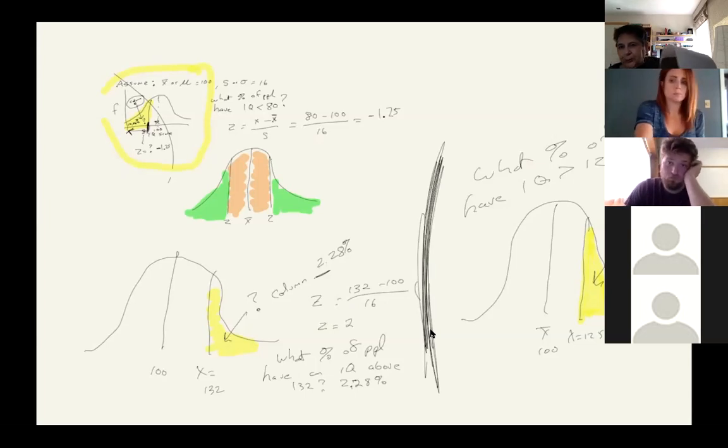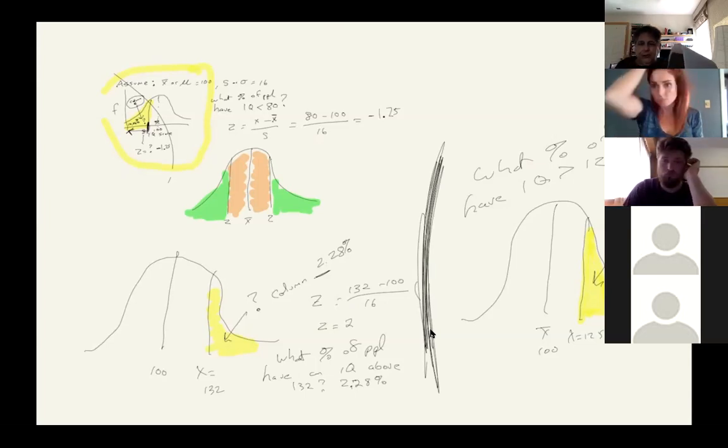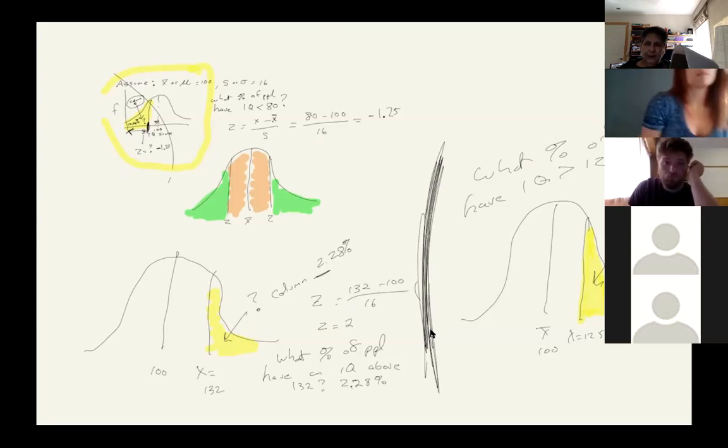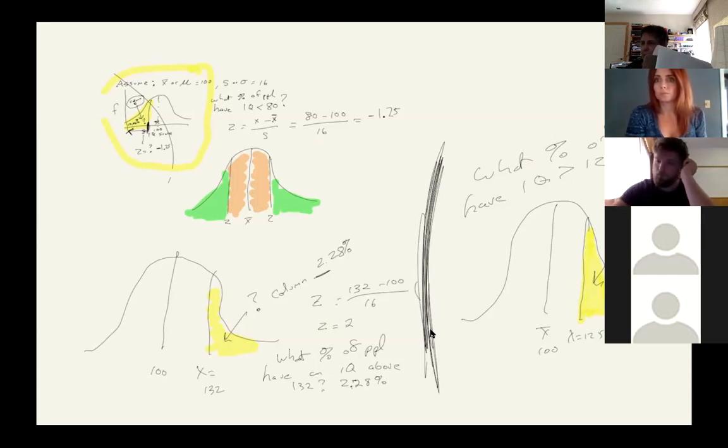All right, so we know that we need that shaded area over there to the right. Please ask now if you don't get why I draw this picture, if you don't understand why that area is shaded. Heather, you get it, right? So we know that we need that yellow area, and we know X. In order to get that area, we have to get Z.